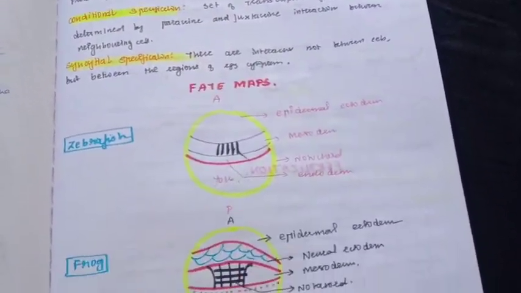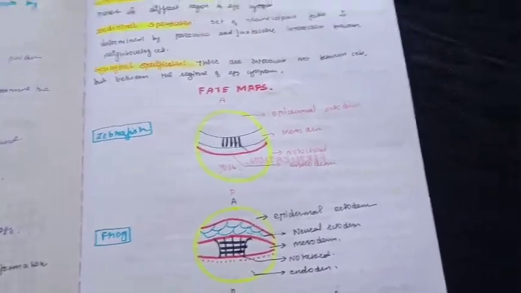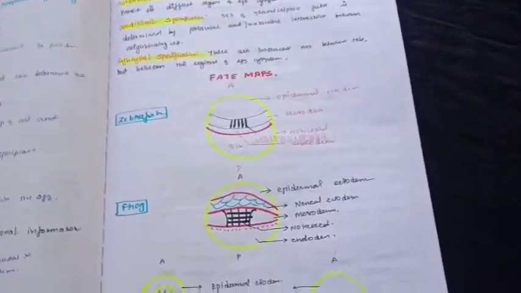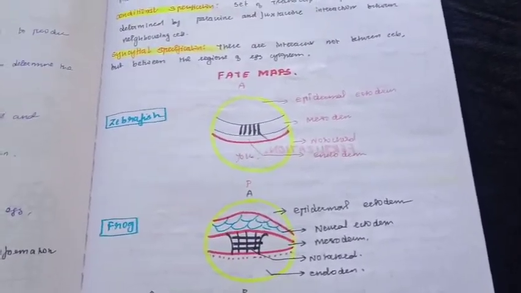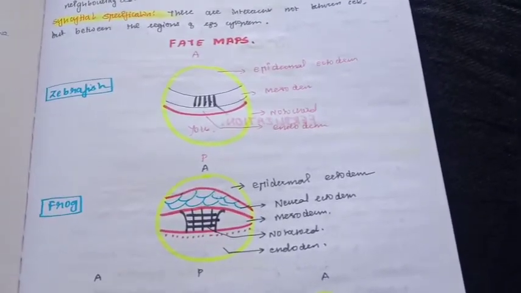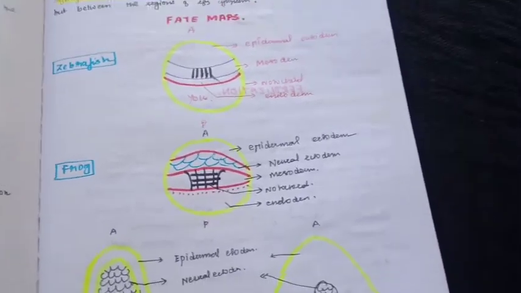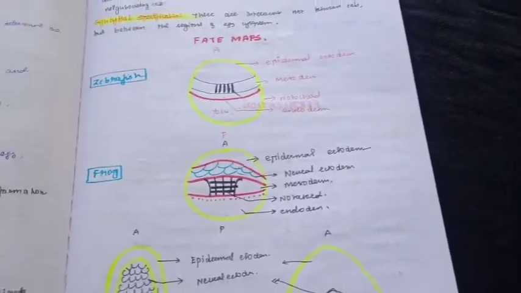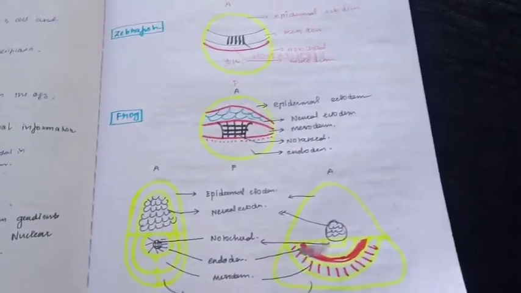And these are the fate maps, because one time in CSIR they asked the fate maps of different organisms. So first I'll revise the question papers, write down the important topics, and prepare those topics more. I'll give more concentration to those topics. So these are the fate map diagrams.